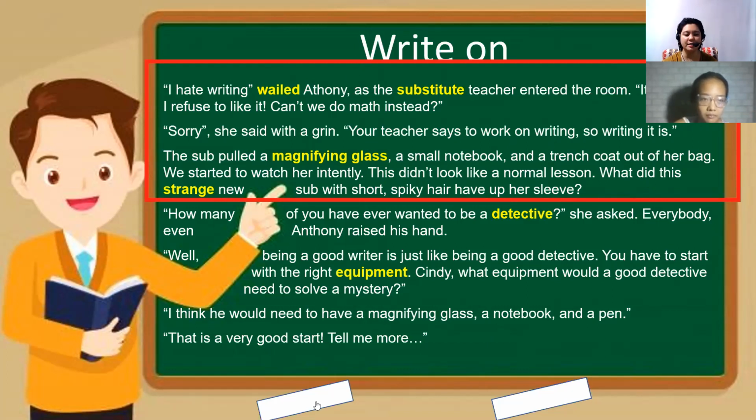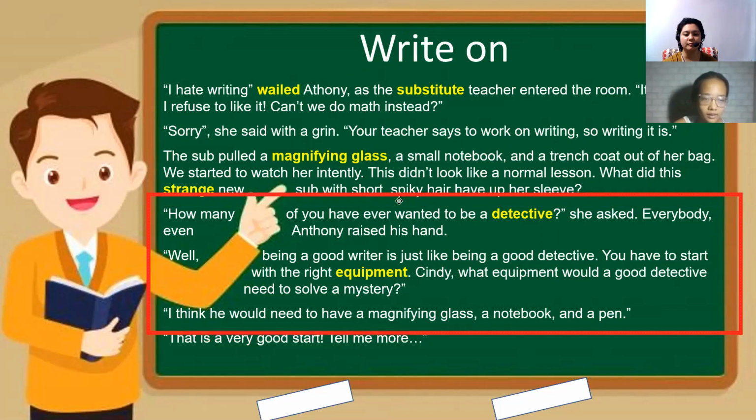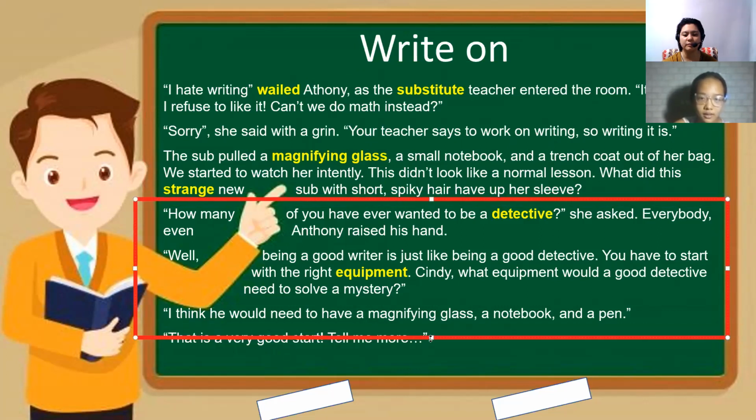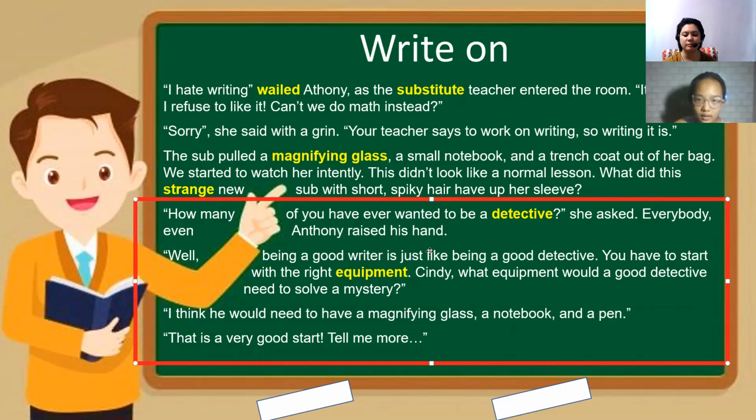Okay, can you continue reading the story? Yes. How many of you have ever wanted to be a detective? She asked everybody, even Masori raised his hand. Well, being a good writer is just like being a good detective. You have to start as a writer. What economic would yourself necessary as a good magnifying glass book? Or tell me more.